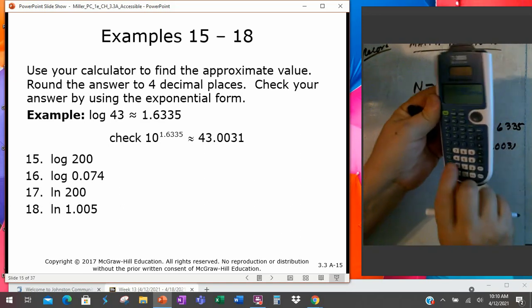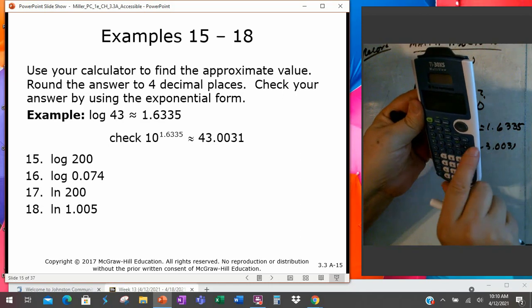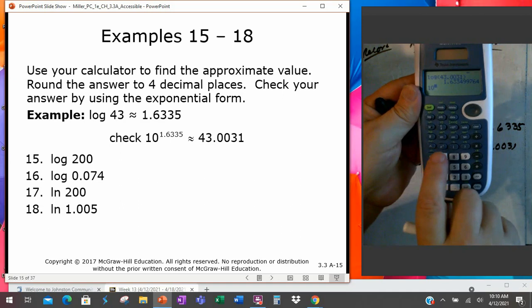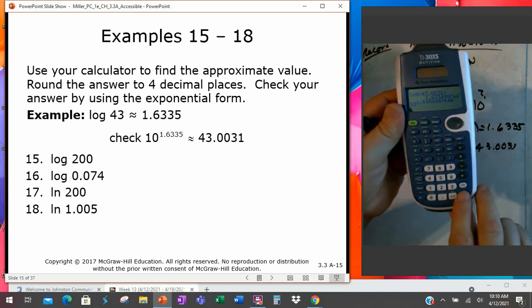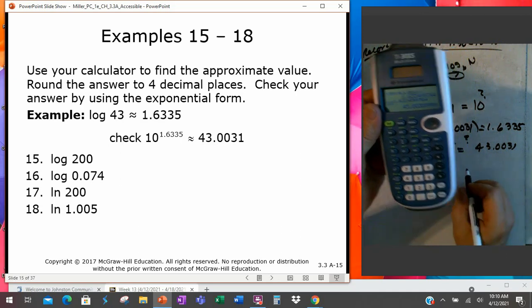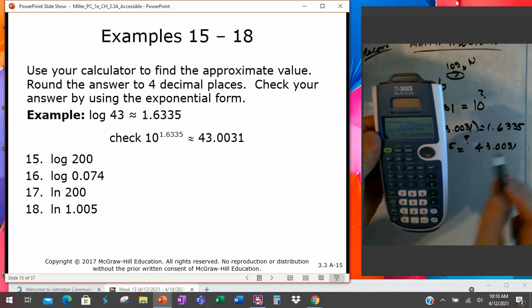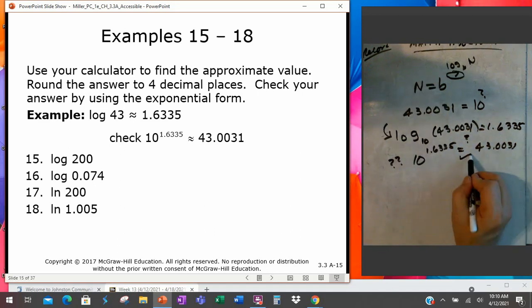Now if I go 10, and then use my caret key to get my exponent, I'm just going to copy that down to get all of the decimal places. That gives me 43.00399, which rounds out to 43.0031. The 0 goes to the 1.